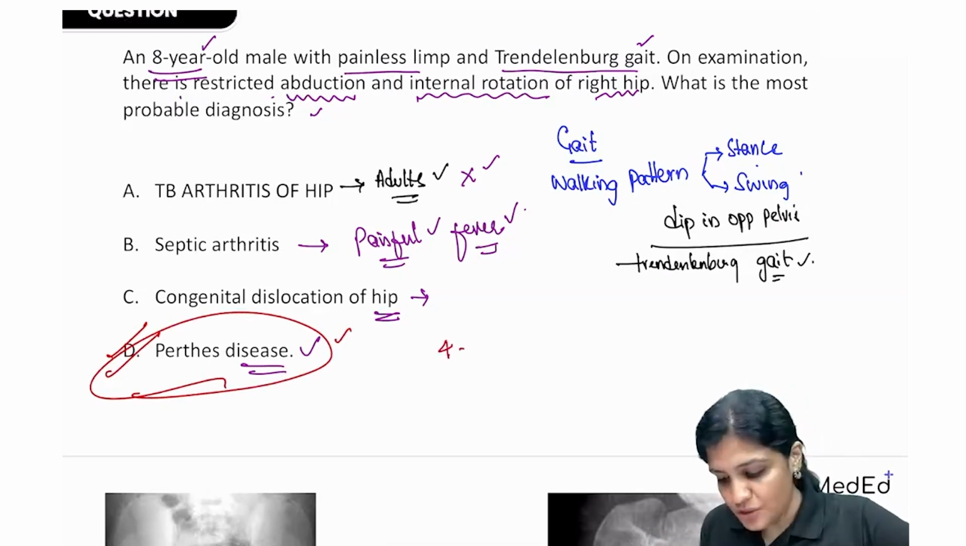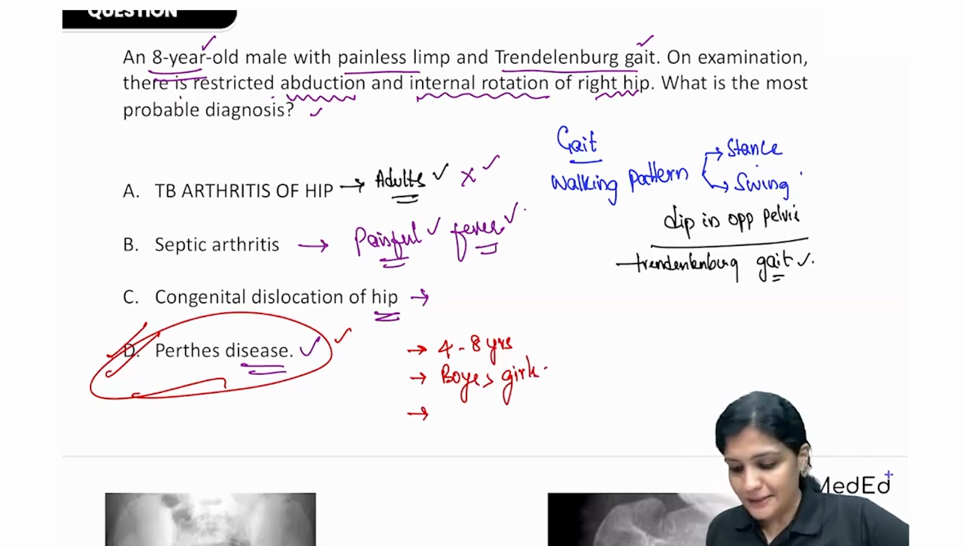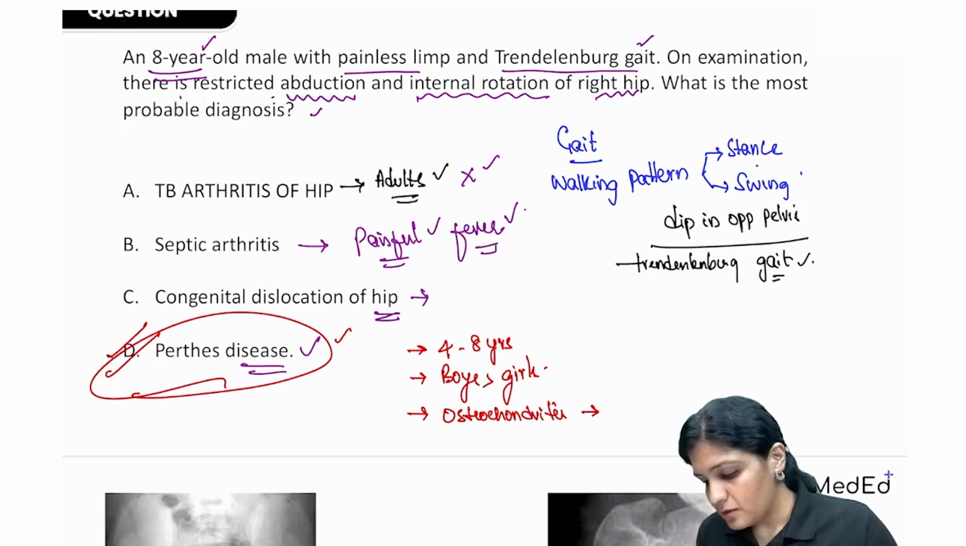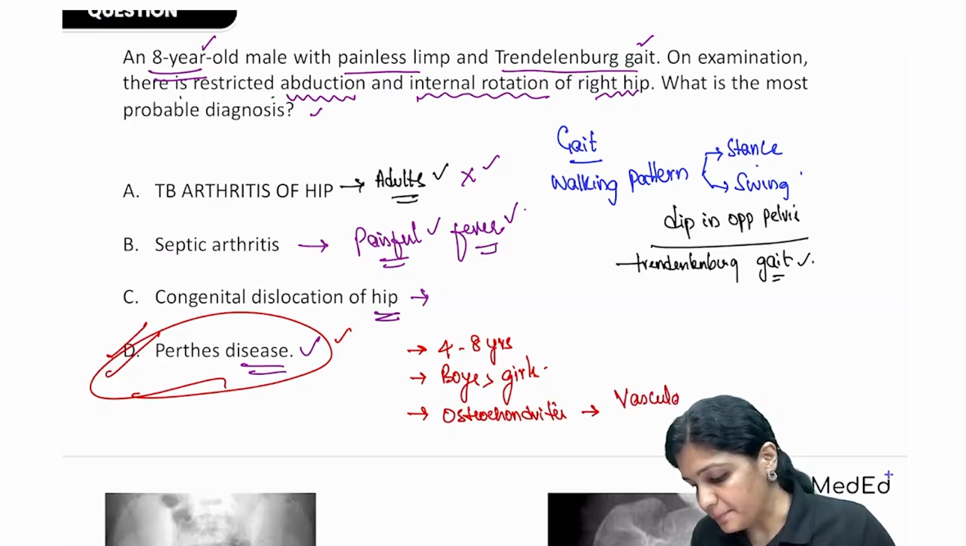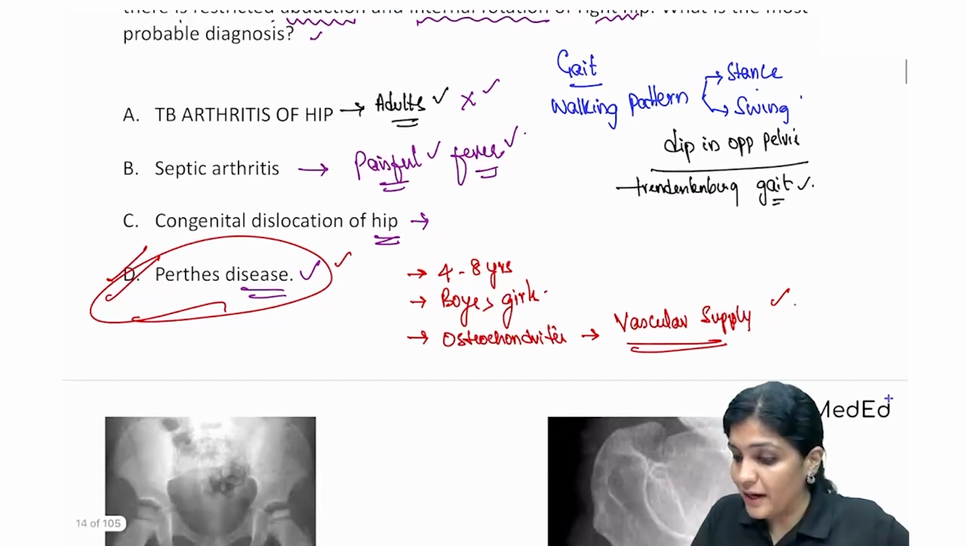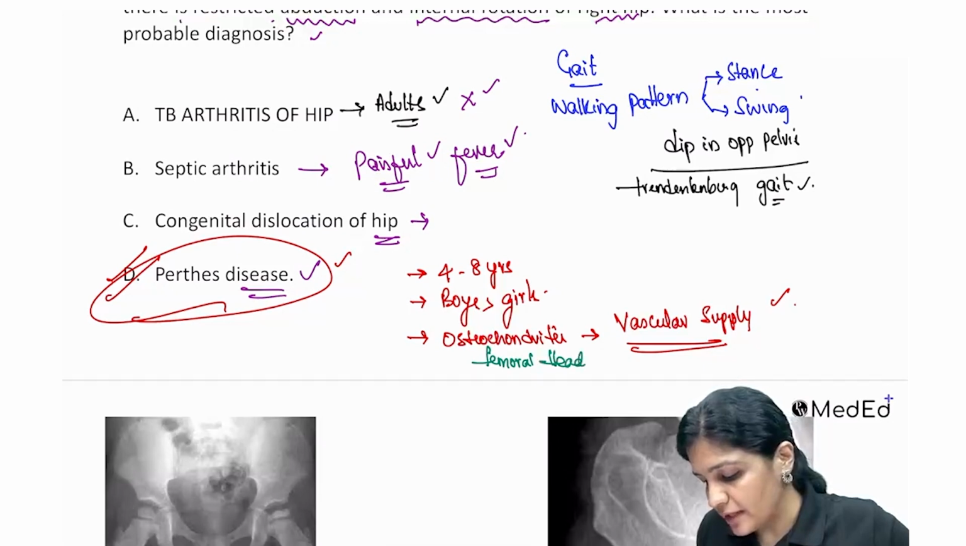It is a disease which is usually seen in the age group of 4 to 8 years, and usually seen in boys more than girls, right? And what is this? It is nothing but osteochondritis due to vascular supply. What is this osteochondritis due to vascular supply? Whenever we are born with certain vascular supply. For example, this is the osteochondritis of what? Of the femoral head. So you see there is osteochondritis of the femoral head.